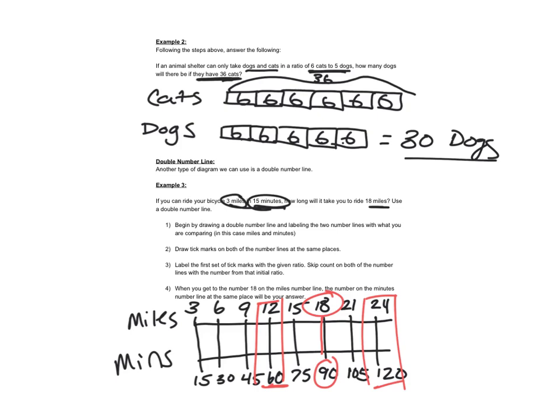Okay, so that's using a bar diagram and a double number line to find equivalent ratios.